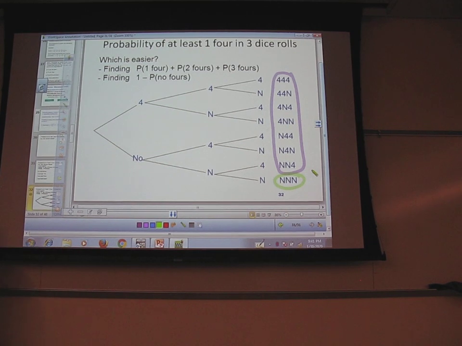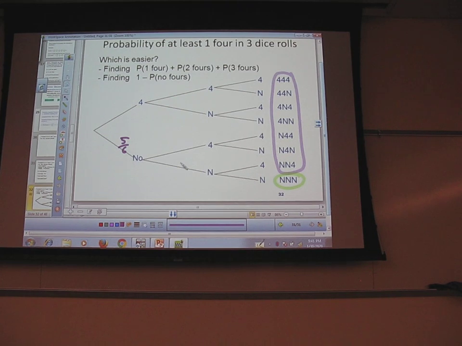What's the probability I roll that dice and get a 4? 1 out of 6. What's the probability I don't get a 4? 5 out of 6. And they're independent. Each roll is independent. It doesn't depend upon what you rolled before. Everybody agree with that? 5 out of 6. So they're all 5 out of 6. Good? So I can just find that.